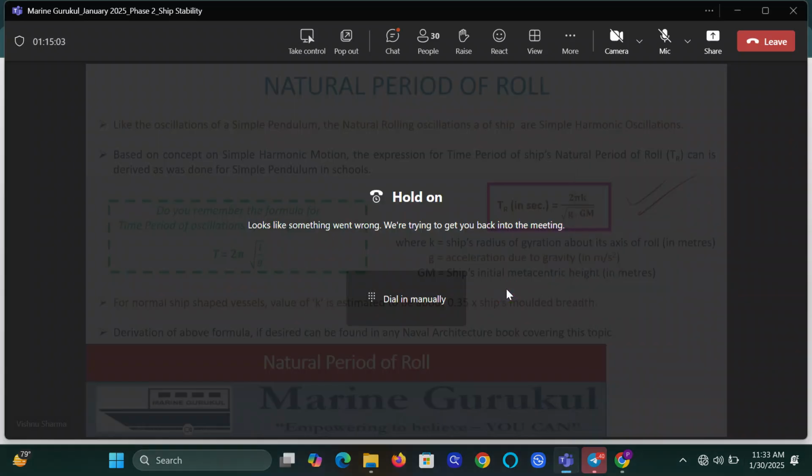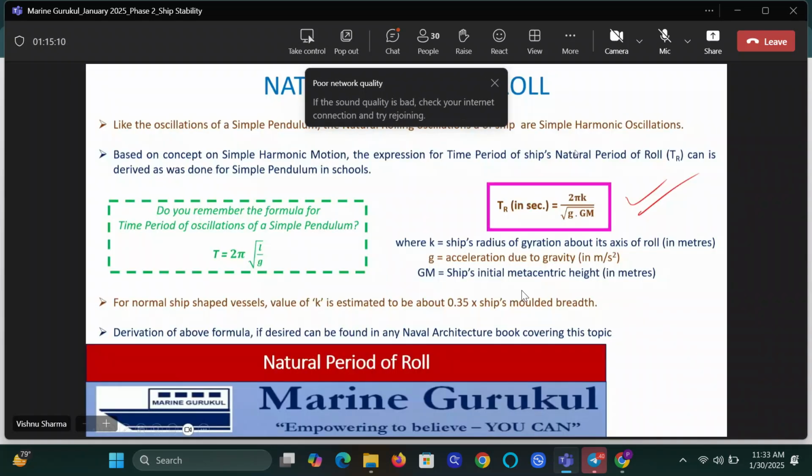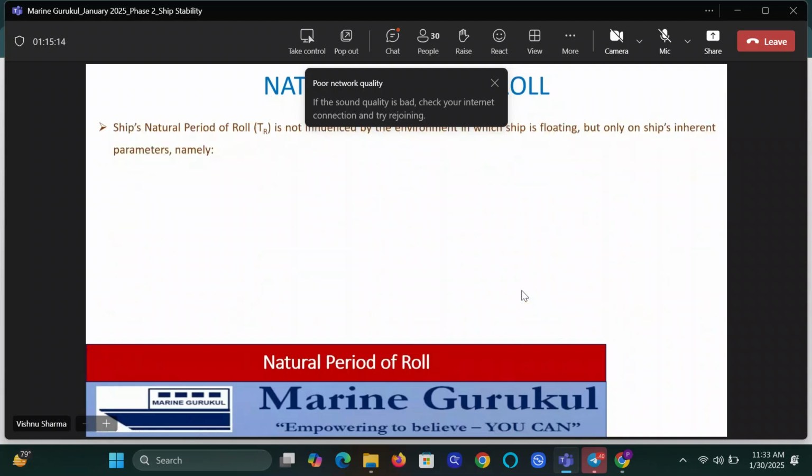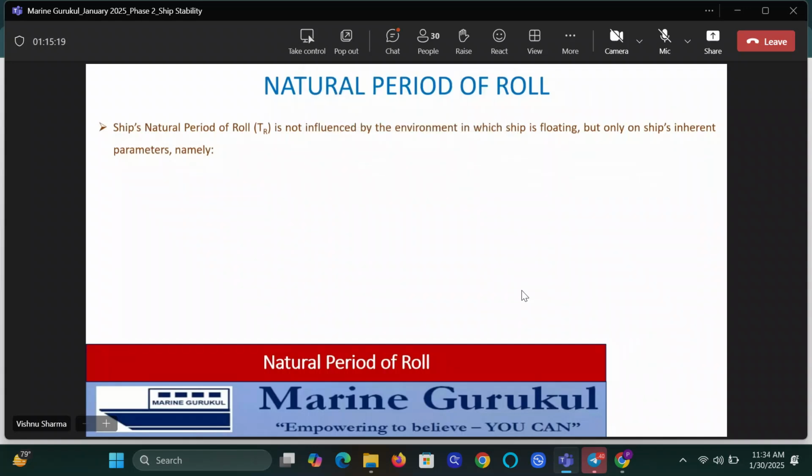Okay, the derivation. The ship's natural period of roll, represented by TR, as you can see in the formula, is not influenced by the environment in which the ship is floating, but only by the ship's inherent stability characteristics, namely the initial GM, because it was there in the denominator. It is inversely proportional to the square root of initial GM.